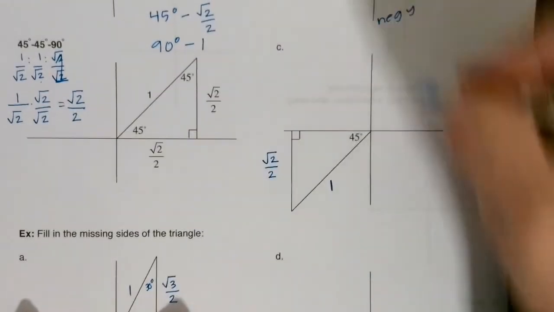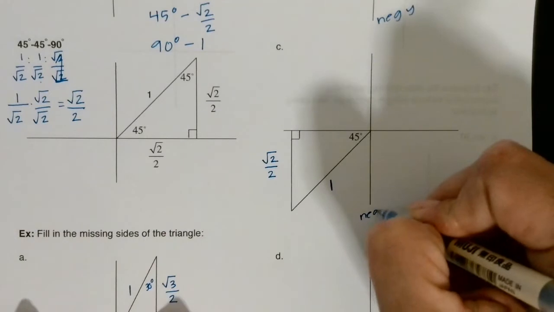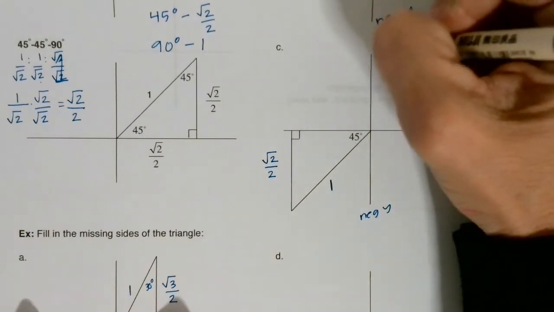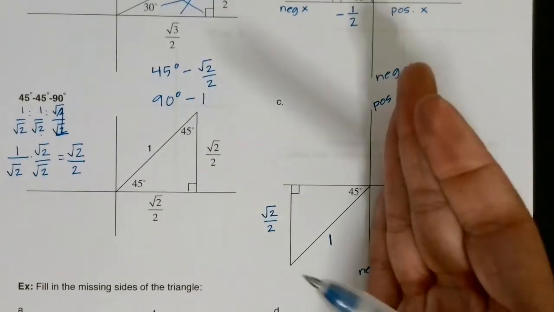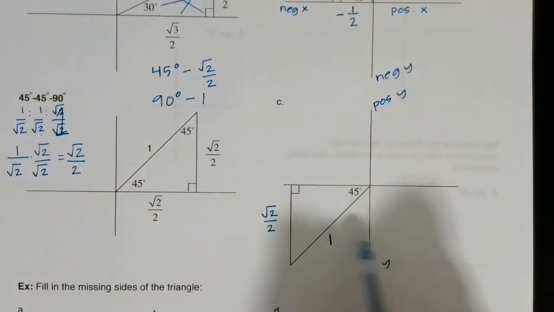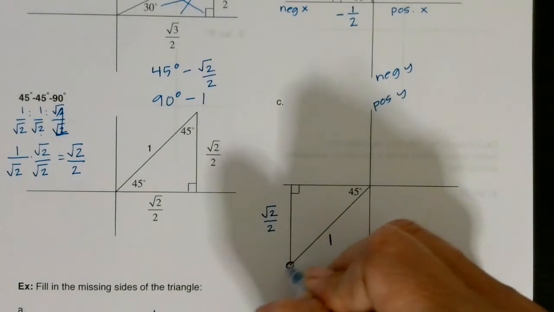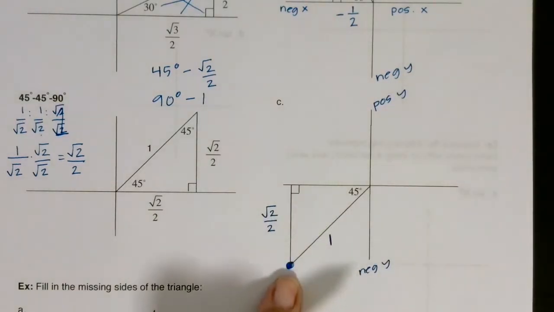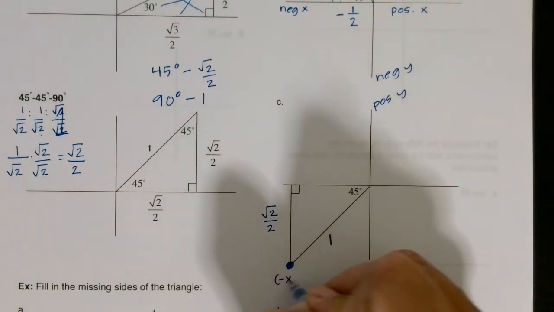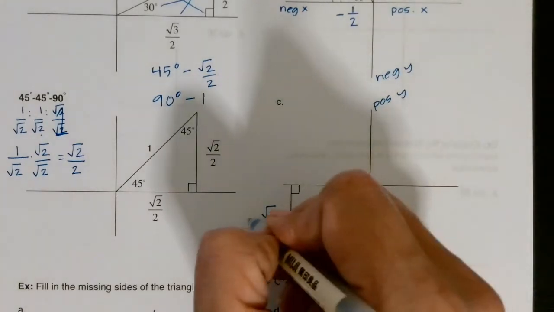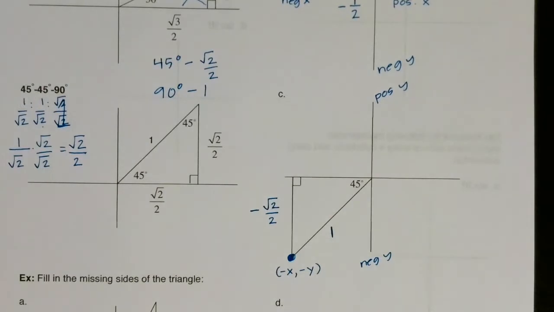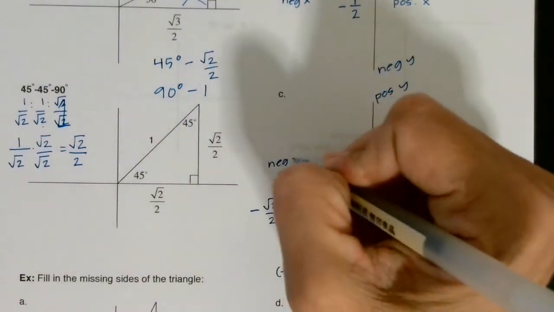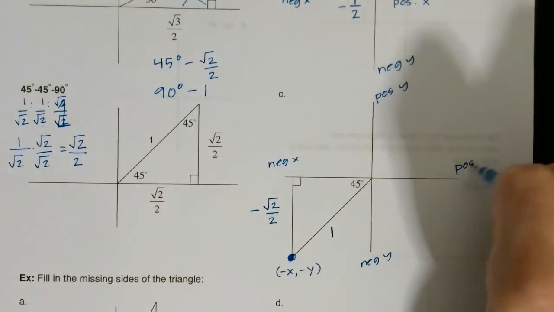But remember, this is negative y-axis, positive y-axis. So you might be like, but Wilkin, we're not on the axis. But look, it just shifted over. So if I was like a point down here, what would be the coordinates? It would be negative x and negative y. So the length of the triangle, because it's below the x-axis, is going to be negative root 2 over 2. And again, this is negative x and this is positive x over here.